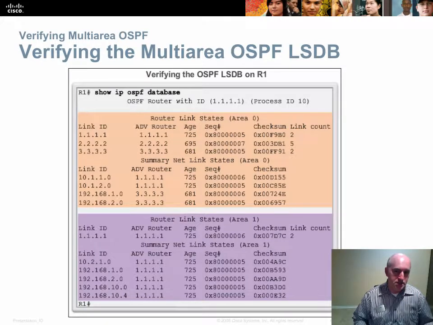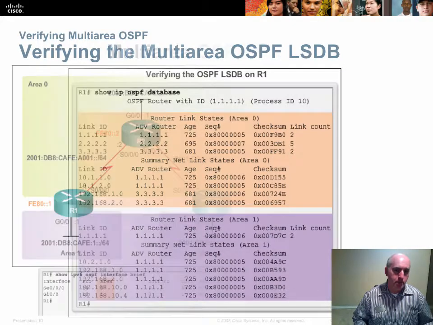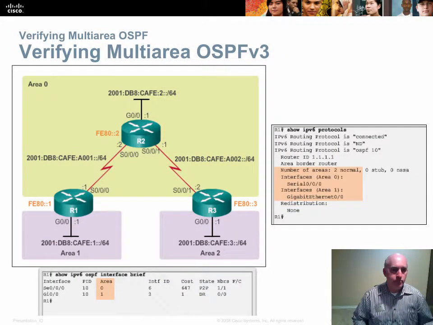So these are the specific LSAs, how long ago they arrived. You can see the age there, and they are assigned a specific sequence number and a checksum, and you can see kind of where they came from with the link count. So it's got some information that'll help you track down where you're learning these destination networks from. And those same show commands can be used, of course, for troubleshooting.